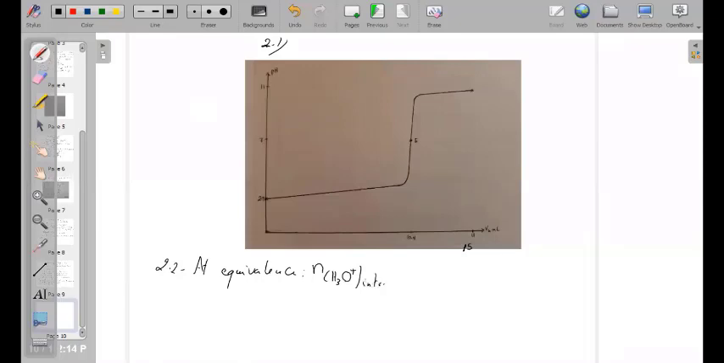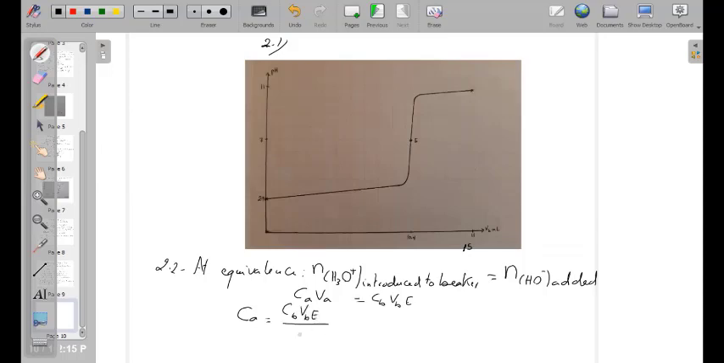introduced to the beaker equal to the number of moles of HO-, strong base HO- added. Number of moles H3O+ is CaVa, number of moles HO- is CbVbE. So Ca equals CbVbE over Va.